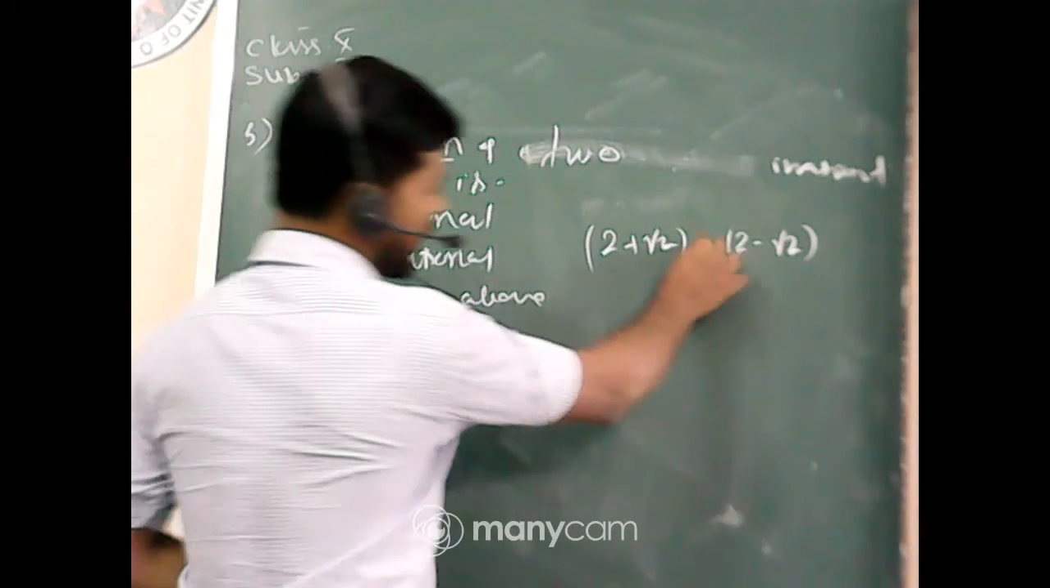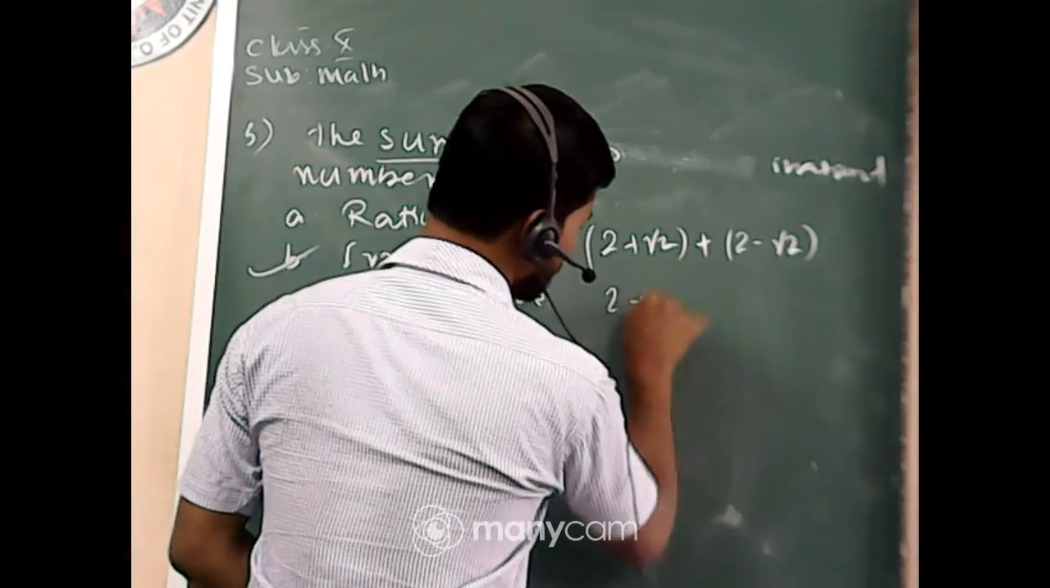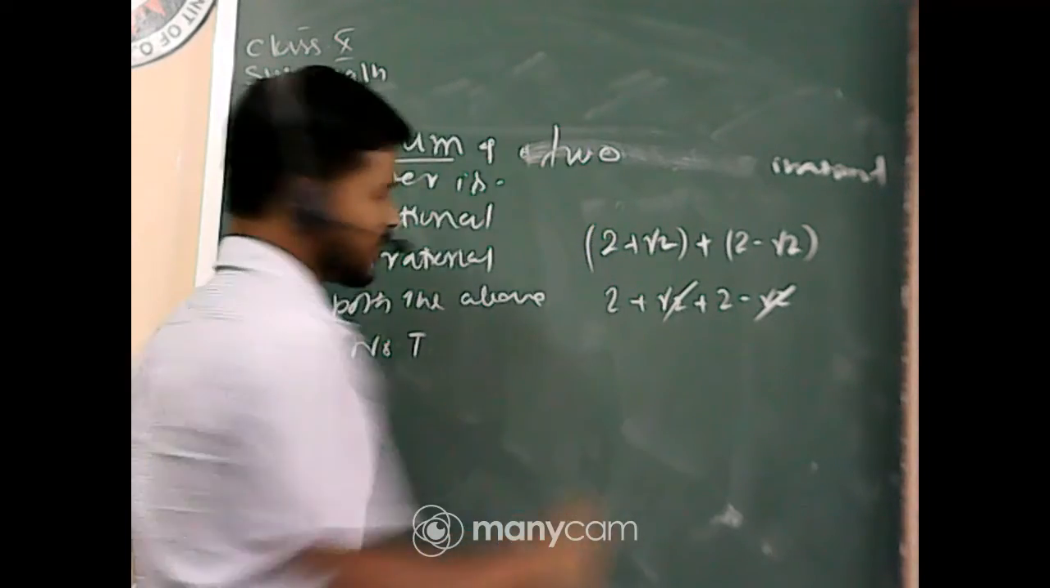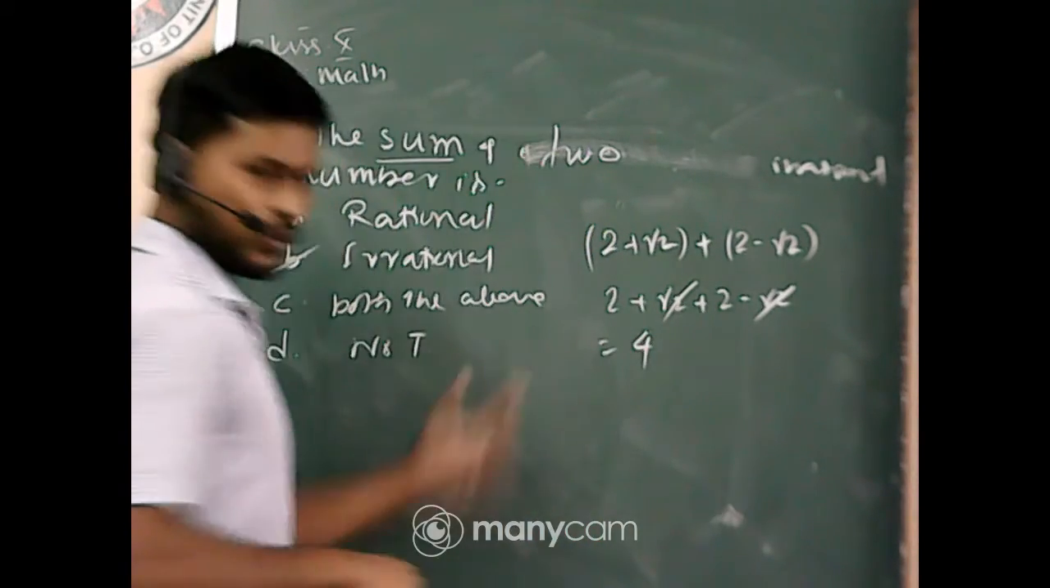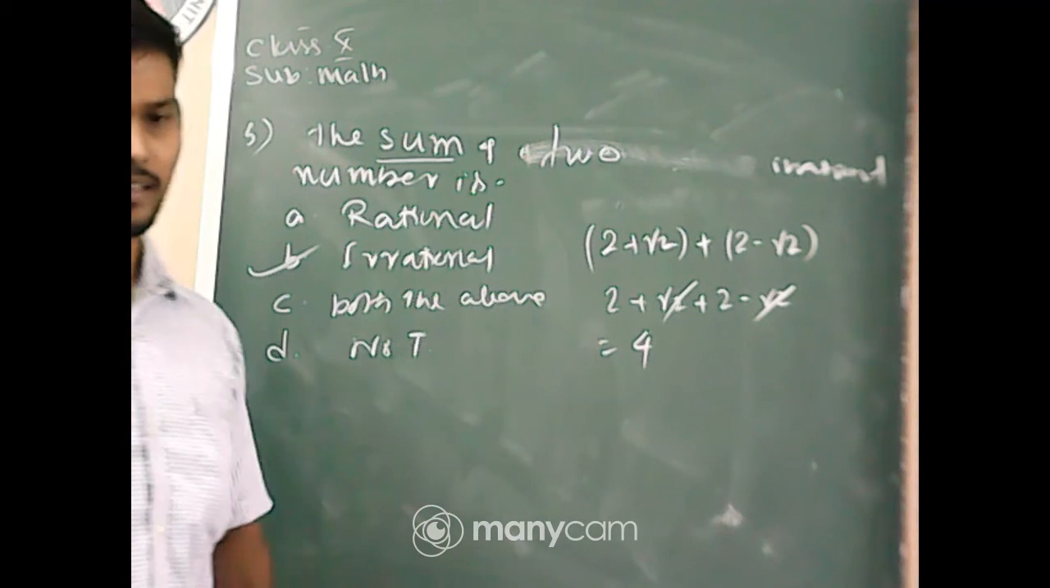Now what happens if I add them? 2 plus root 2 plus 2 minus root 2. These two root 2 will cancel each other, so our answer will be 4. So in that case, the sum of two irrational numbers is a rational number. 4 is a rational number.